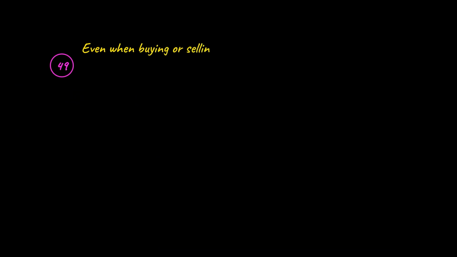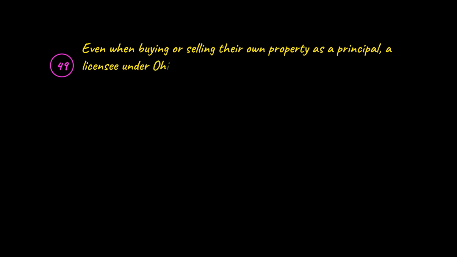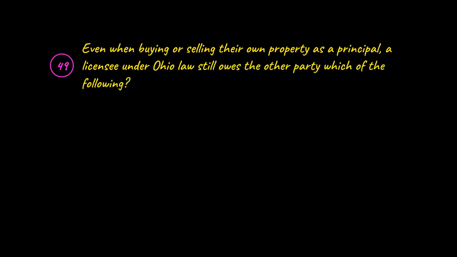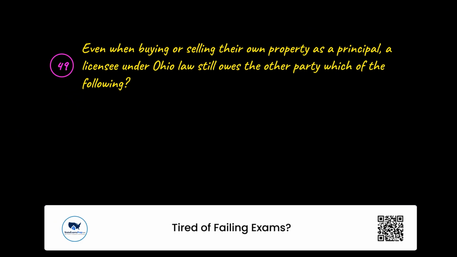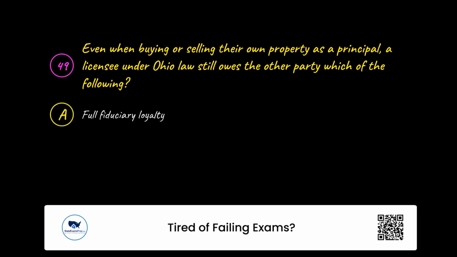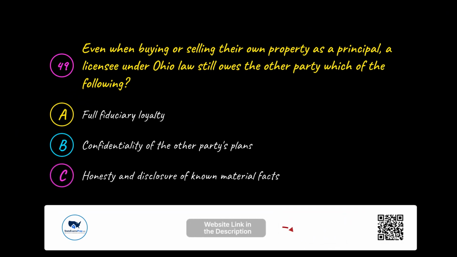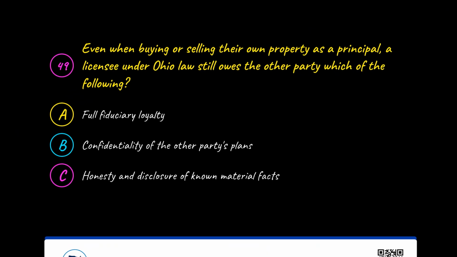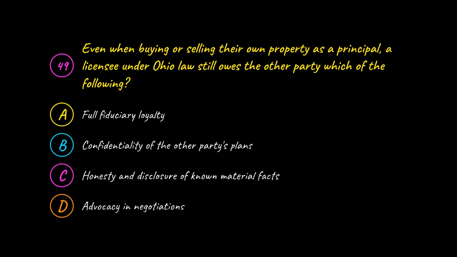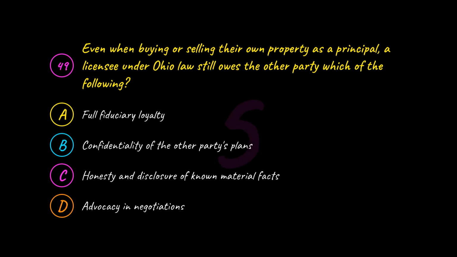Question 49. Even when buying or selling their own property as a principal, a licensee under Ohio law still owes the other party which of the following? Your options are A. Full fiduciary loyalty, B. Confidentiality of the other party's plans, C. Honesty and disclosure of known material facts, D. Advocacy and negotiations. Which one is it? Pause the video if you need more time.